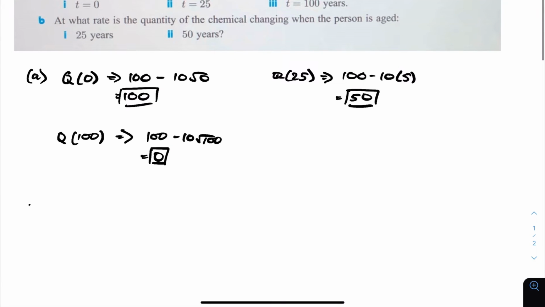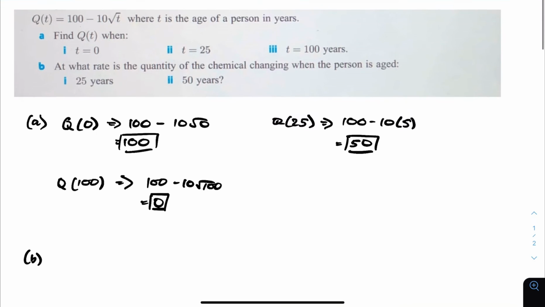Okay, and now we're on to part B. So at what rate is the quantity of the chemical changing when the person's aged 25 and 50 years? So what we have to do is differentiate the function in order to find the rate. So Q of t, let me just write this all in terms of powers because it's easier to evaluate a function that way. So Q of t can also be written as 100 minus 10 times t to the power of half. And now we're ready to differentiate.